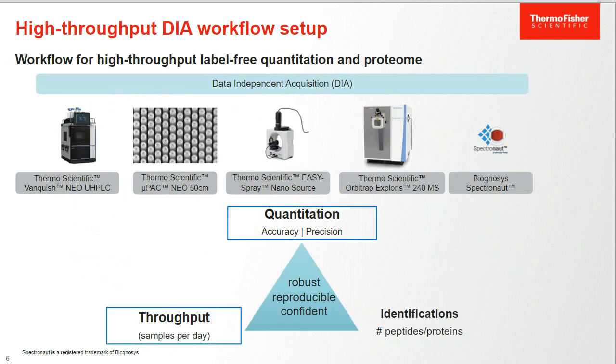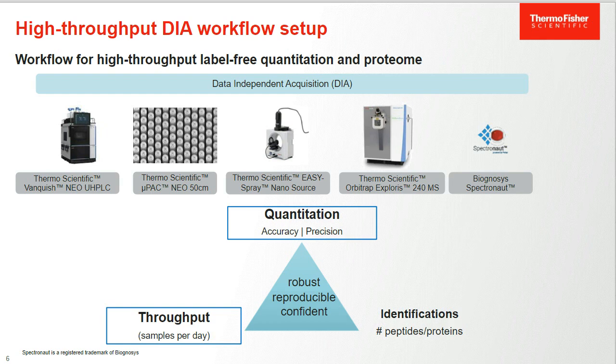Here is a graphical schematic of HR-DIA workflow setup for label-free quantitation. The main goal of the setup is the quantitative performance at high sample throughput while delivering robust and reproducible results, to make it a perfect fit for large-scale clinical and biomarker discovery studies.